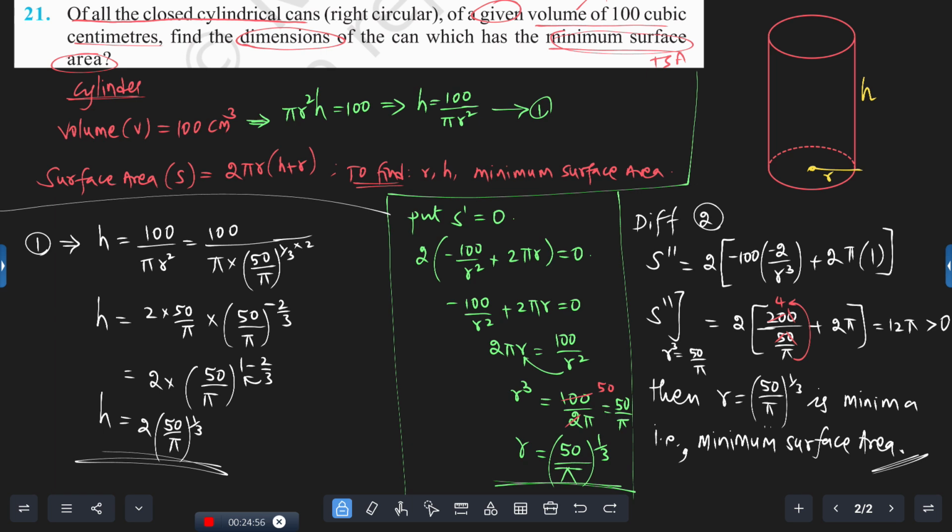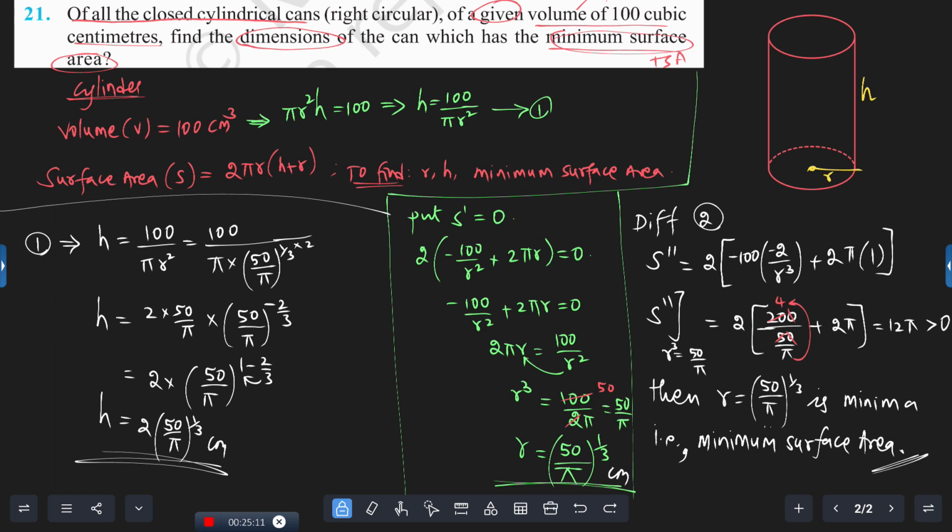They gave it in centimeters, it seems. You also give the centimeter. That's it. So this is the required value of R and H for question number 21. I hope you understand this.